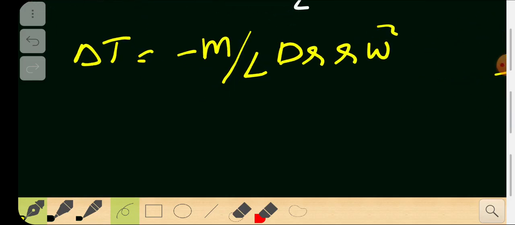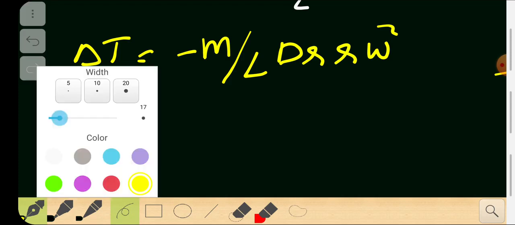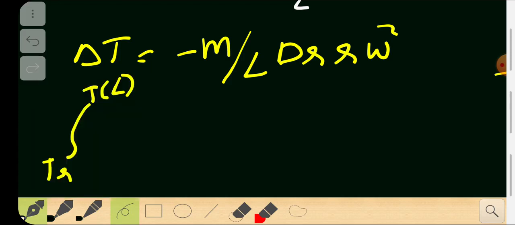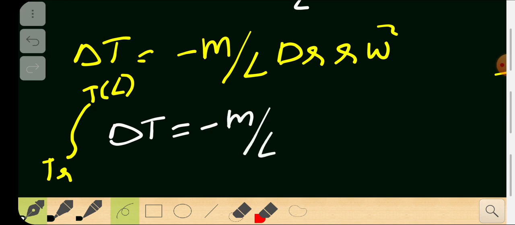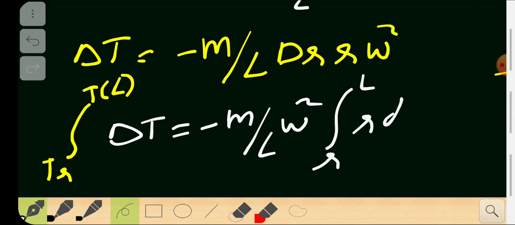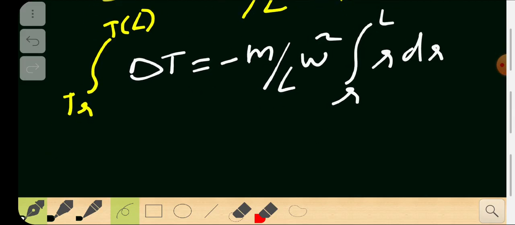So let's do that. Integrate from T of r to T of the whole string, which has a length L, right? Delta T must be equal to minus m by L, which are constants, and also omega square is a constant, take it outside, and you get the integral from r to L of r dr, just like that. Okay, now let's do the integration.